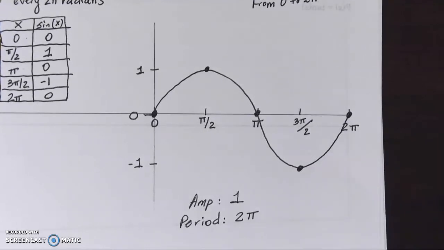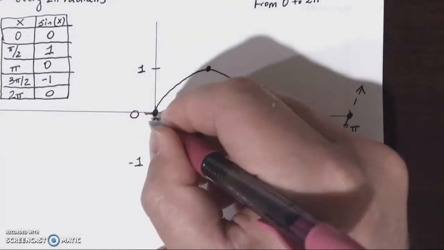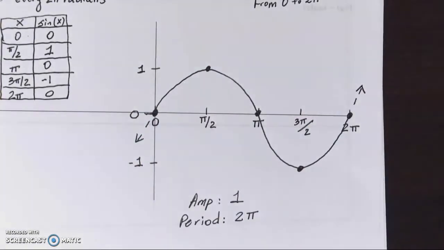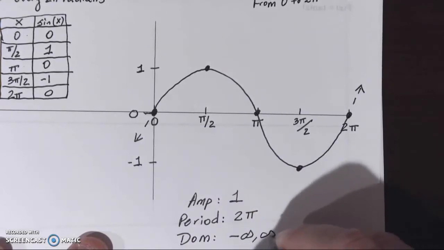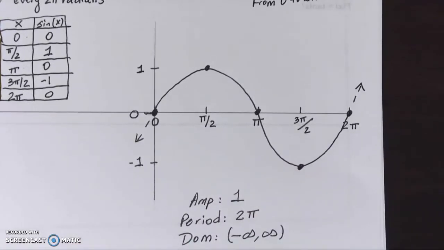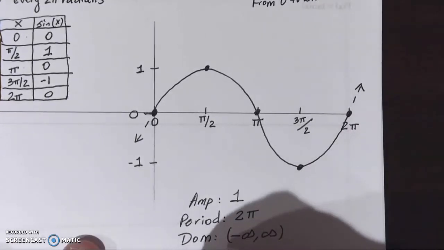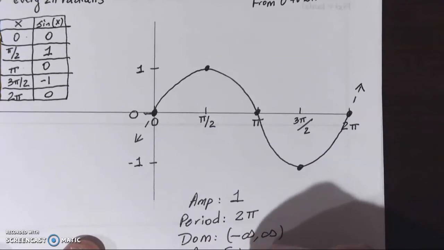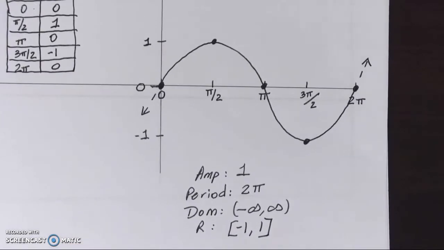Okay. Now we have to remember that even though we're graphing one cycle, this graph will continue on forever. It will keep making its wave all the way to infinity and negative infinity, making the domain all real numbers. It will never go any higher than 1 or lower than negative 1, however, making the range negative 1 to 1. Okay? That's our sine graph.